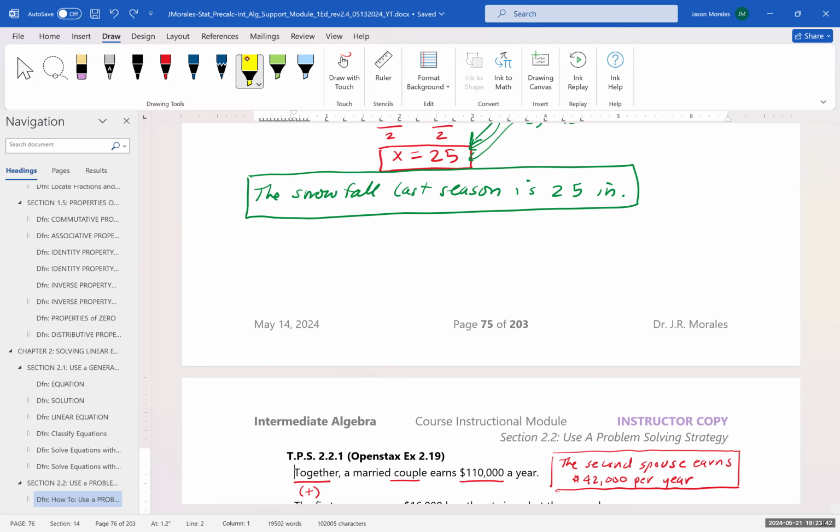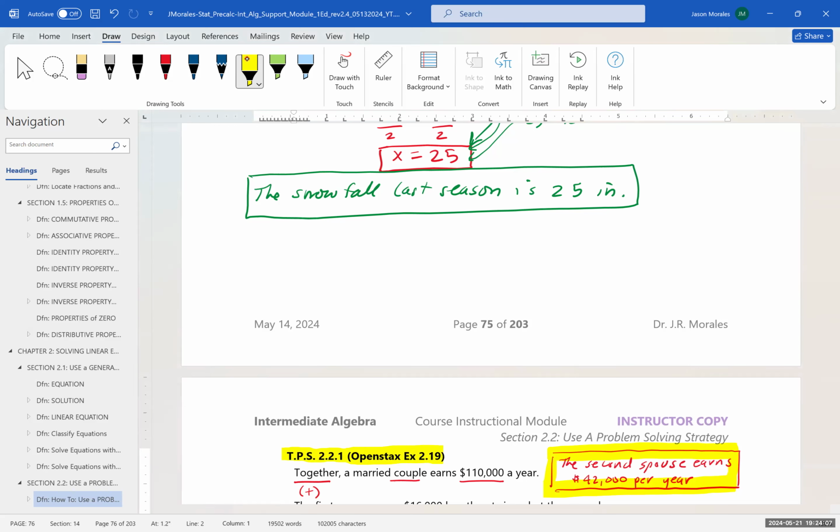So for this think, pair, share activity, this is where you work on a problem on your own. I'm showing this down here at the bottom of the page with the answer to this problem right here, so you can try it on your own and see if you get this answer. I have the full solution down below.